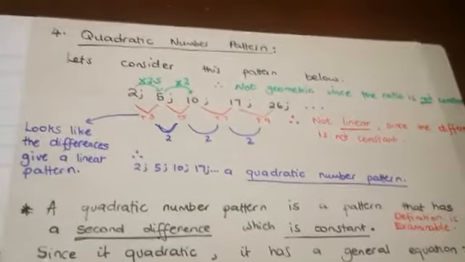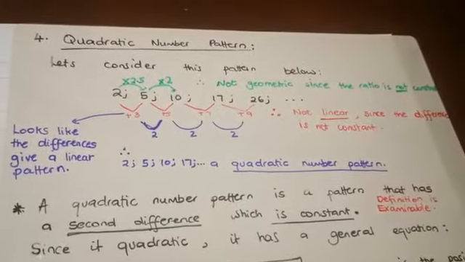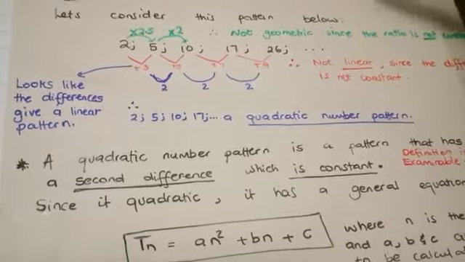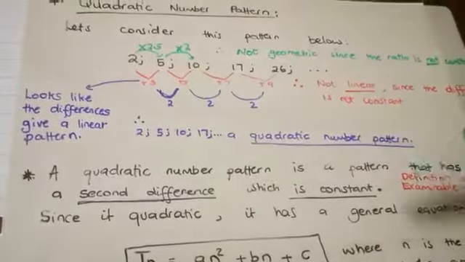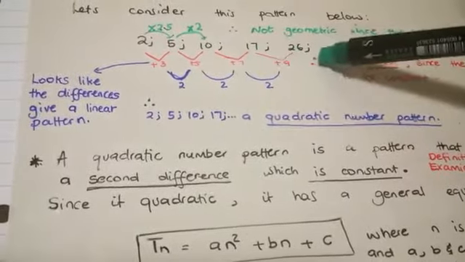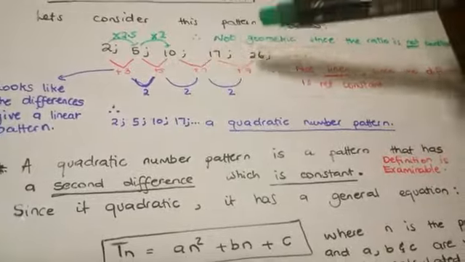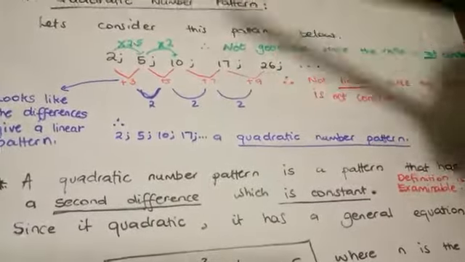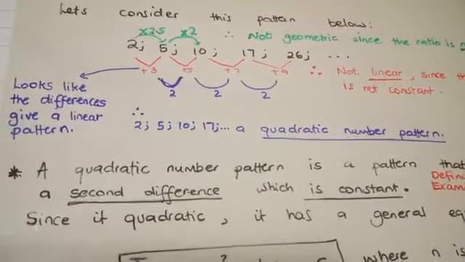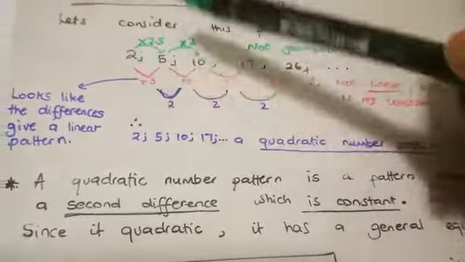Good day, grade 11s. Today we are going to look at a number pattern which we call a quadratic number pattern. Before we carry on, I just want us to consider this number pattern that's written in black: 2, 5, 10, 17, and 26. I just want us to explore it to check what type it is. Okay, let's explore it.